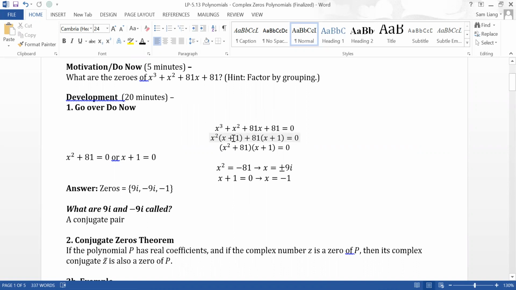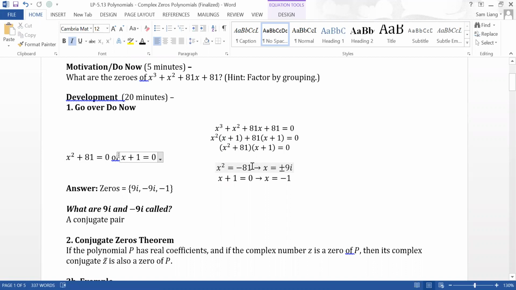At that point, you can factor out the GCF here. Both these terms have x plus 1. So it's x squared plus 81 times x plus 1 equals 0. By the zero product property, you can set both equal to 0. We get x squared plus 81 equals 0, or x plus 1 equals 0. So we have x squared equals negative 81 after you subtract 81 from both sides, and for x plus 1 equals 0, you subtract 1 from both sides.